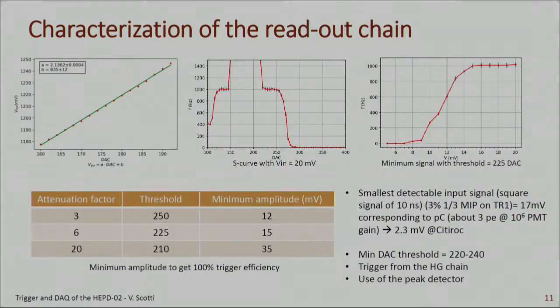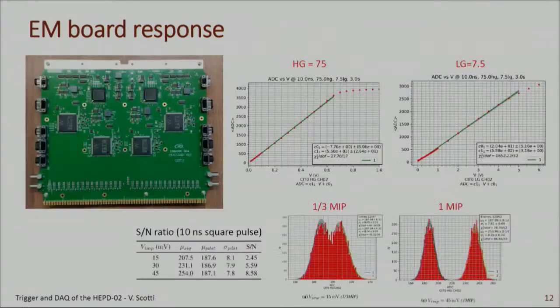We performed an extensive characterization of the readout chain. Here you can see the study that we did on the threshold. We were able to see that we can detect a signal as small as what is equivalent to 1/3 of an MIP, which is 17 millivolt at the entrance of the board. And these are some configuration parameters that we chose for our system. Here you can see that the board has a very linear response with the parameters that we chose, and that we are able to separate 1/3 of MIP.